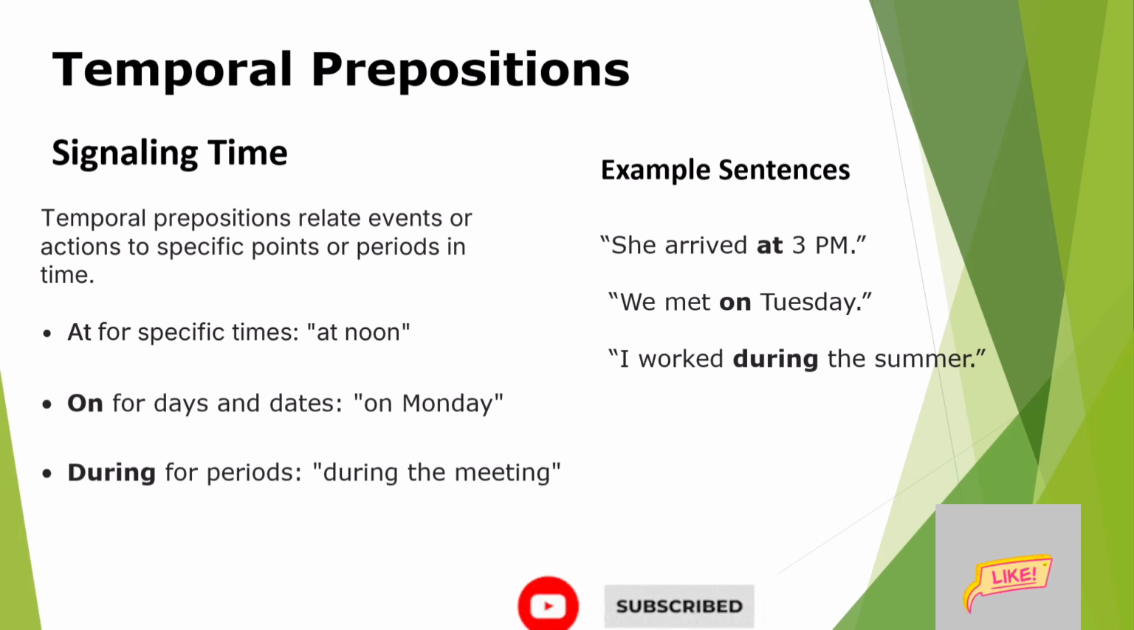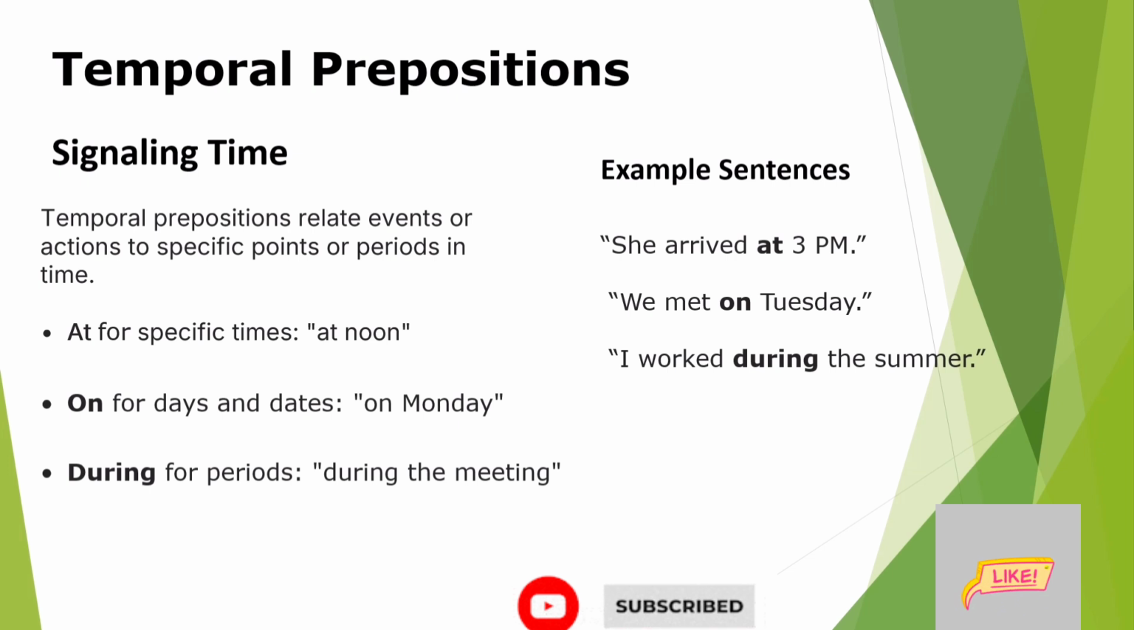Number two, on for specific days and dates. Use on when mentioning days of the week, dates, or special days. Examples: the picnic is on Sunday, her birthday is on the 12th, we met on New Year's Day. Tip: use on for days and calendar dates.